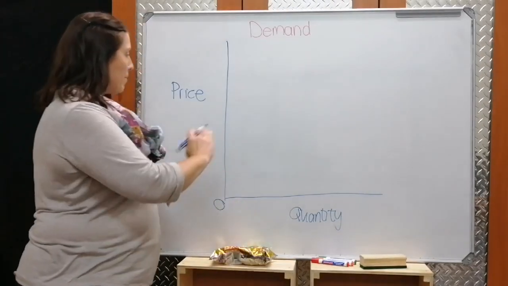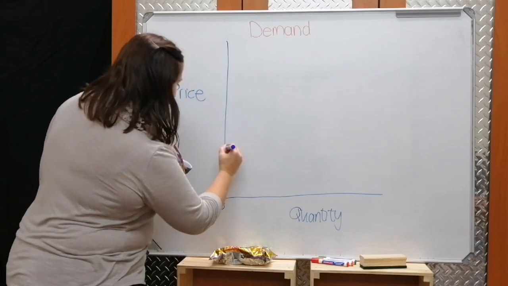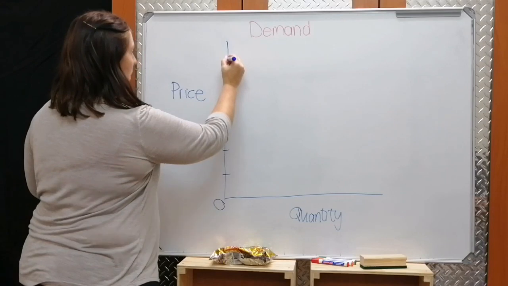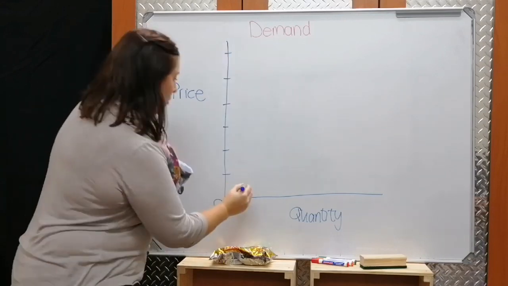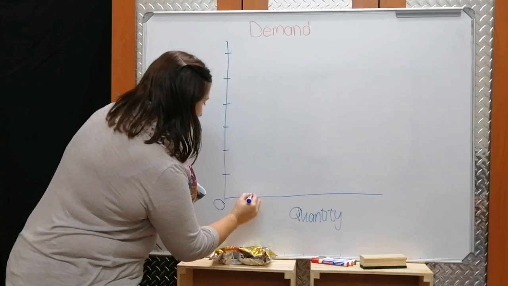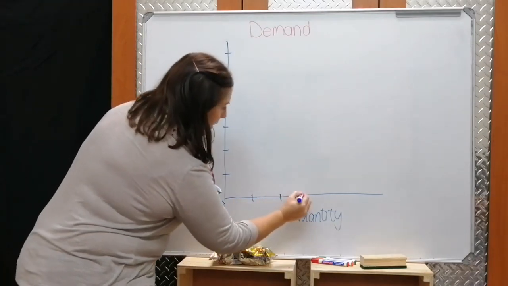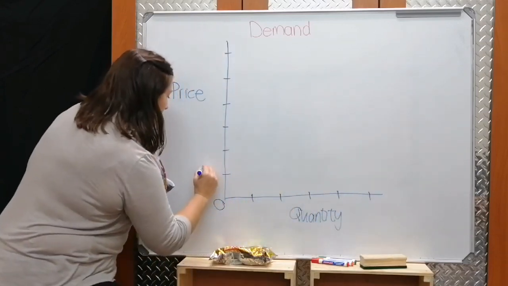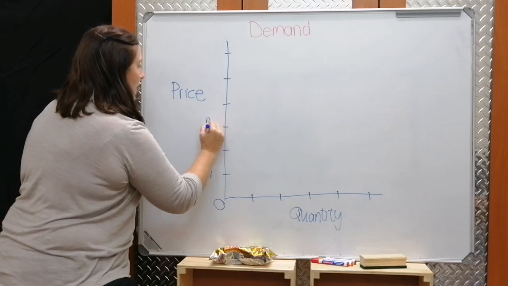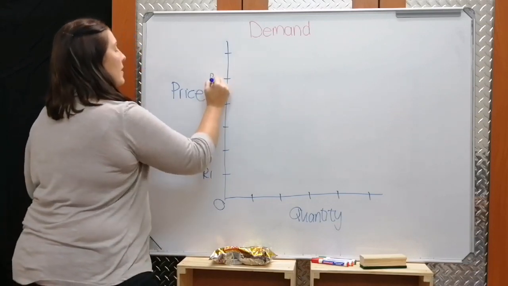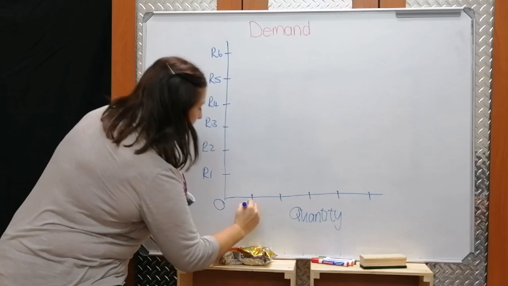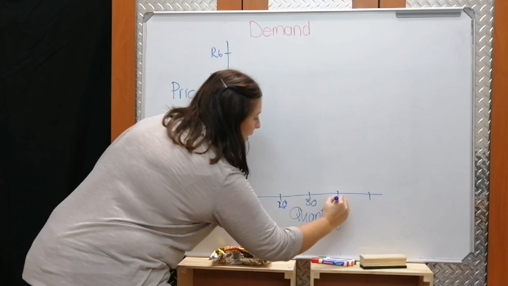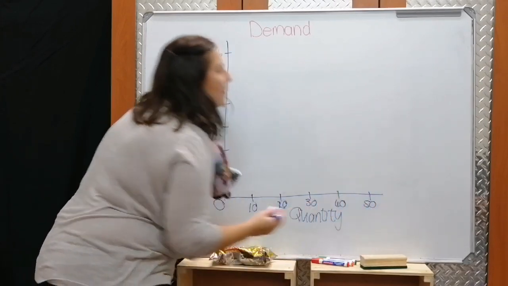Now let's have a look at my Twiggles chips. I'm going to use increments of 1 rand, so let's try and do it more or less equal. 3, 4, 5, 6, and let's do the same here. I'm going to do it in 10, 20, 30, 40, maybe 50. So this will be 1 rand, 2 rand, 3 rand, 4 rand, 5 rand, 6 rand, and 10 packets, 20 packets, 30 packets, 40 and 50 packets.